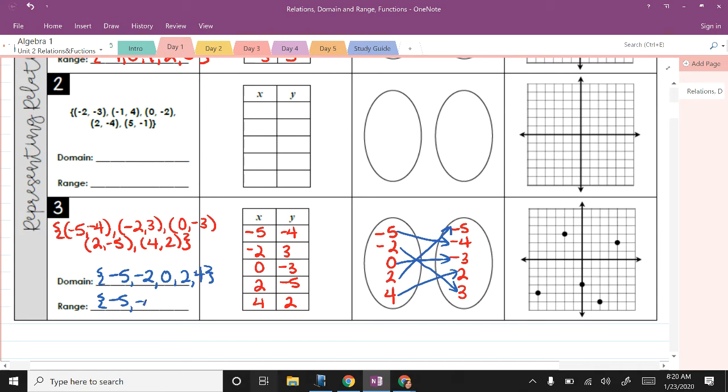-5, -4, -3, 2, 3. Raise your hand if you got your domain and range correct. All right, good job.